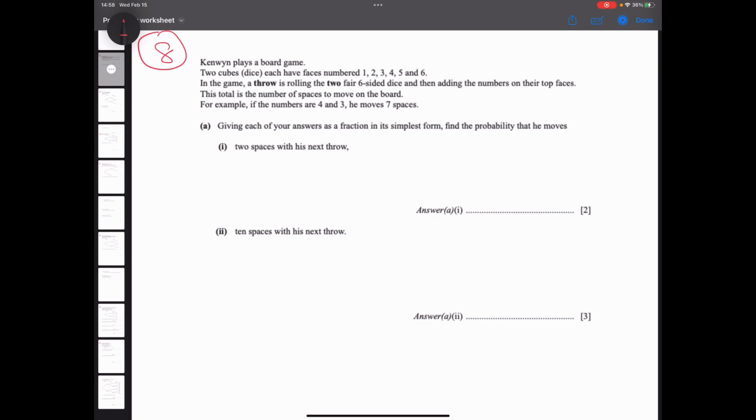So it says that Kane plays a board game. He has 2 dice, 1 to 6. He throws both of them. So if he threw 4 and 3, he would move 7 spaces. So what is the probability of him moving 2 spaces in his next throw? 2 spaces means he's going to get 1 and 1. Okay, 1 and 1, 1 in the first dice, which is going to be 1 over 6. And in the second is going to be 1 over 6. That is a 1 over 36.